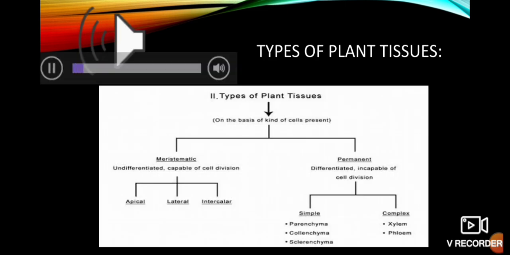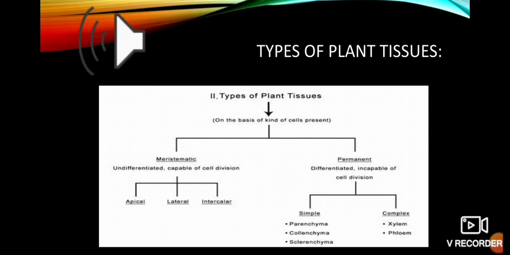We have already studied about the plant tissues. Plant tissue is divided into two: meristematic and permanent. We have learned about permanent tissue. Now today we will be studying about the meristematic tissues. Meristematic tissues have cells which continuously divide.